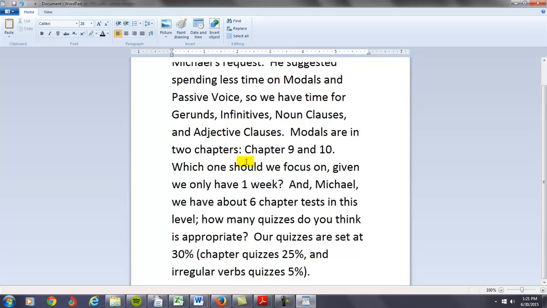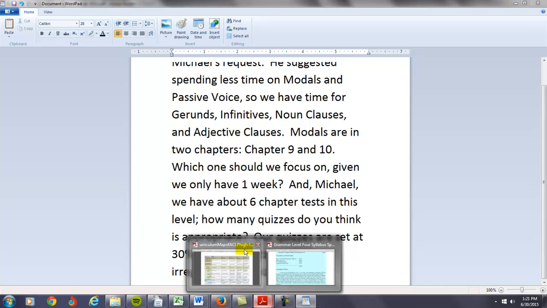So basically you have 4 class sessions, and maybe one of your class sessions can deal with passive voice and forming passive voice. And then maybe Tuesday, Wednesday, Thursday class sessions can deal with modals, taking out what you think the most important parts of chapter 9 and 10 are. You see what we're saying?